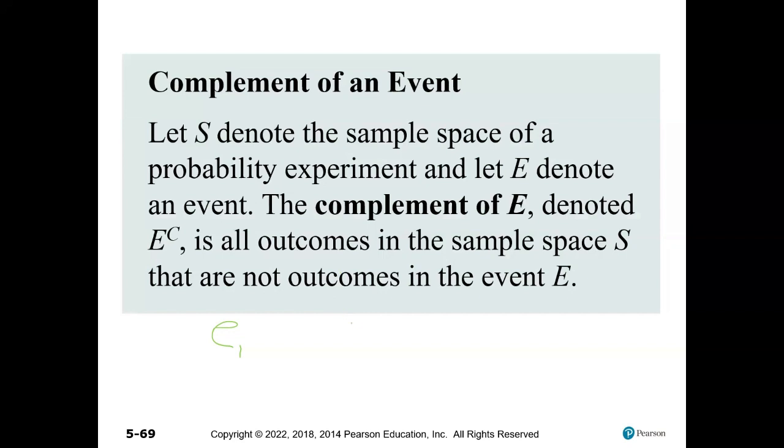Just a quick little thing here. If I know the probability of E occurring is 0.30, or 30% of the time event E occurs, well, then E's complement, E does not happen 70% of the time. So if E happens 30% of the time, E does not happen 70% of the time. That is what E complement means. Just the remaining value.